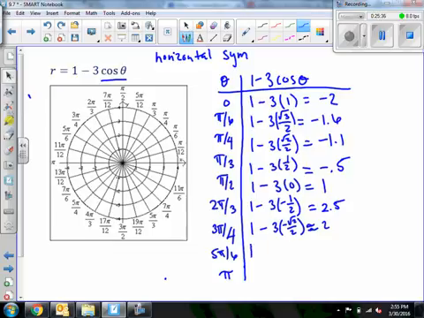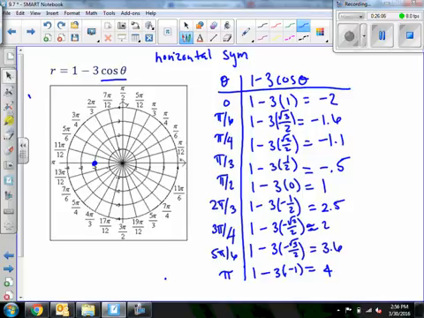If I plug in 5 pi sixths, cosine of 5 pi sixths is negative radical 3 over 2. And I believe this equals 3.6. Finally plugging in pi. Cosine of pi is negative 1. So this becomes 1 minus a negative 3, which is 4. So if I plot these, I have negative 2, 0, which is actually going to put me over here.